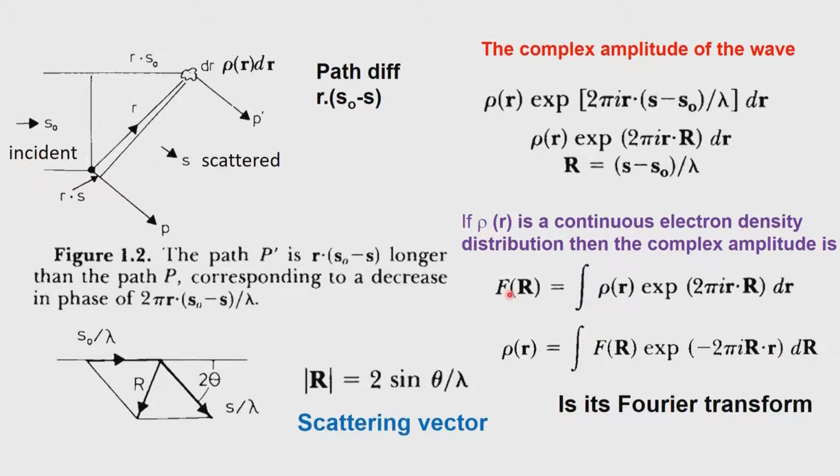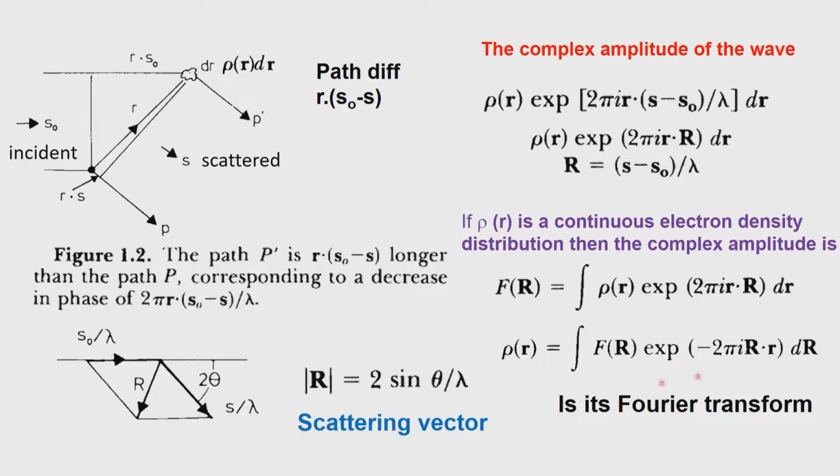So, given the value of F(R), in principle we should be able to get rho of r, provided we know this quantity which is the phase. On the other hand, if we are given F(R) and the phase value, it should be possible to get rho of r.